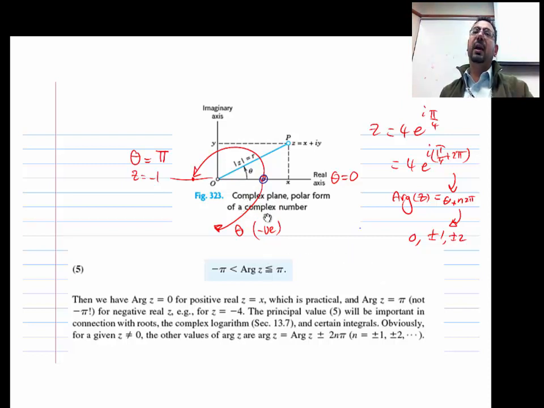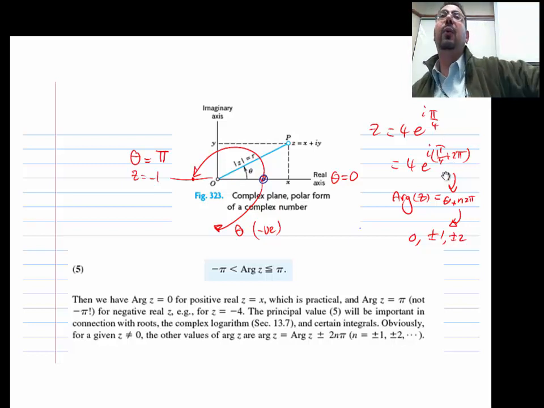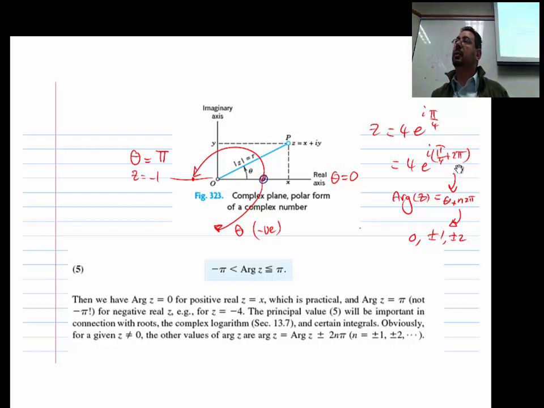Right? So basically, I'm trying to say that when you come up with the z in polar coordinates, and you would say it's 4 e to the power i pi over 4, if that's the solution, that's not the only solution. Z can also, for the same x and y, be pi over 4 plus 2 pi.